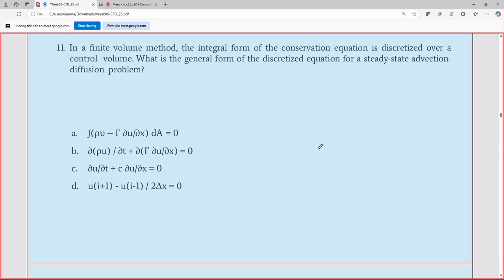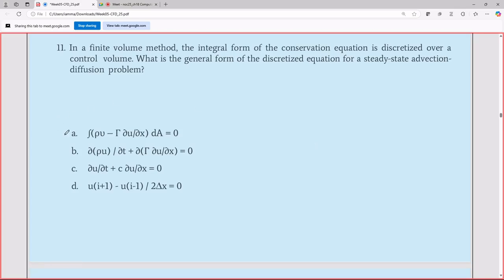In a finite volume method, the integral form of the conservation equation is discretized over a control volume. What is the general form of the discretized equation for a steady state advection diffusion problem? The question is to choose, from the following, the right equation representing the steady state advection diffusion problem.